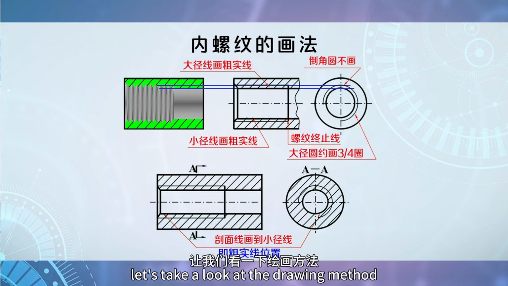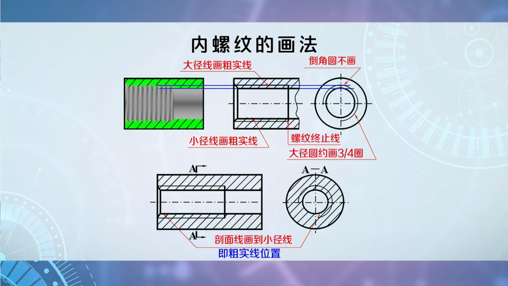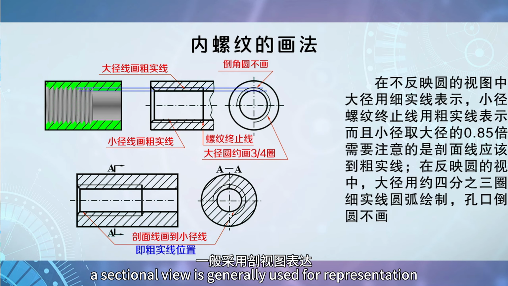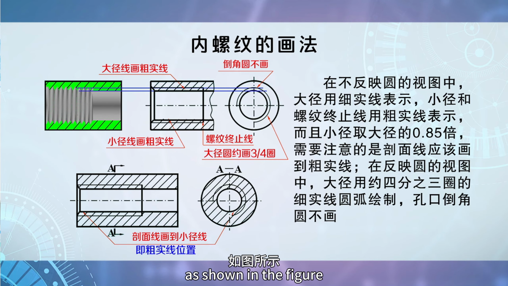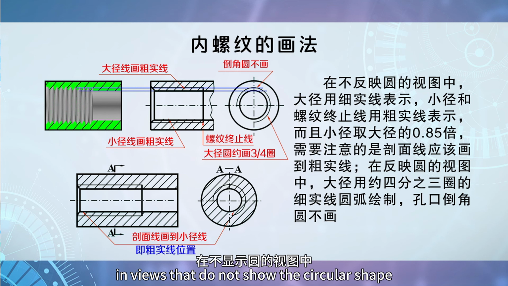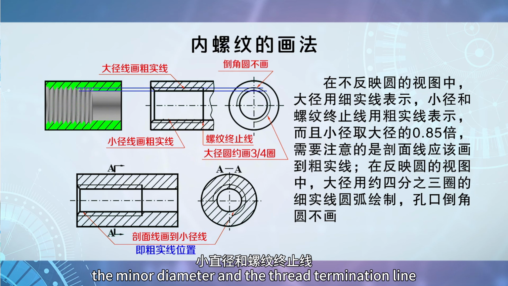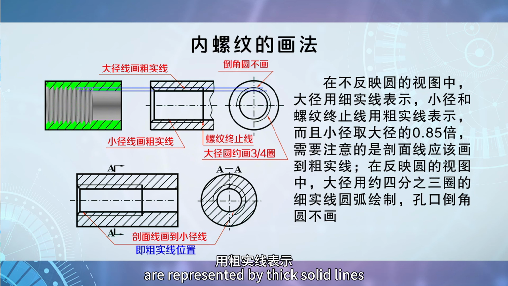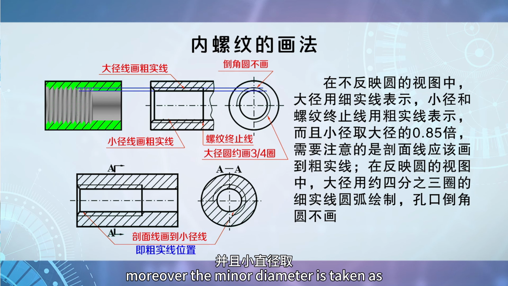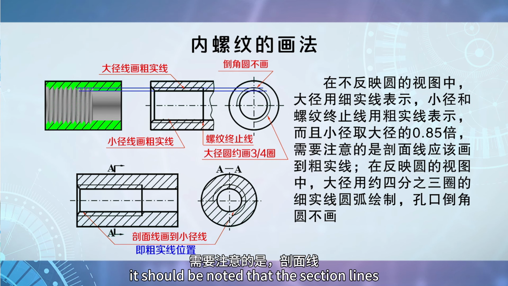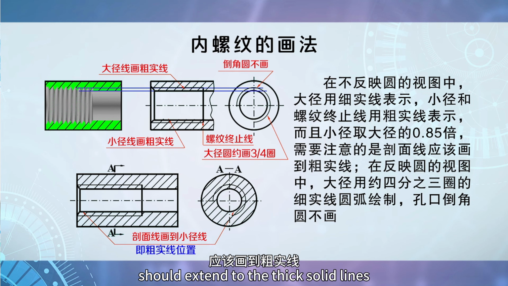Let's take a look at the drawing method for internal threads. When drawing internal threads, a sectional view is generally used for representation. As shown in the figure, in views that do not show the circular shape, the major diameter is represented by a thin solid line. The minor diameter and the thread termination line are represented by thick solid lines. Moreover, the minor diameter is taken as 0.85 times the major diameter. It should be noted that the section lines should extend to the thick solid lines.